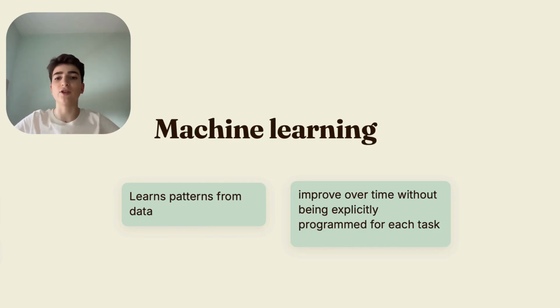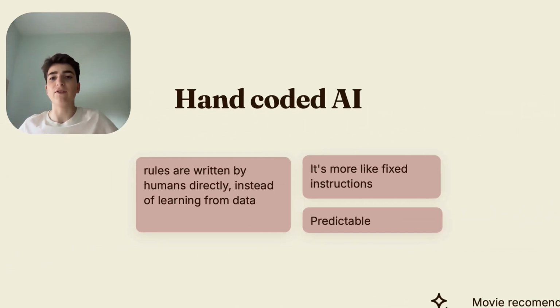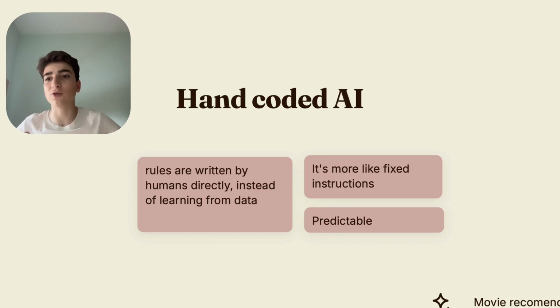Then we have machine learning, that is what learns patterns from all the data. It analyzes all the patterns from the huge amount of data it has been trained on, and that's why it can predict the next word. And it improves over time without being explicitly programmed for each task. So the more you use it, the more it gets better, but not instantly, just in the training phase that we'll talk about later. So just machine learning learns patterns from data, and hand-coded AI has rules written by humans.